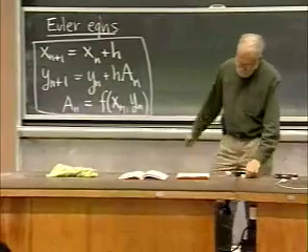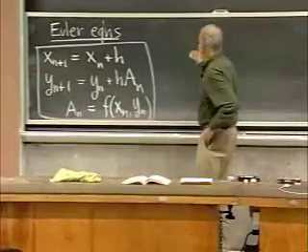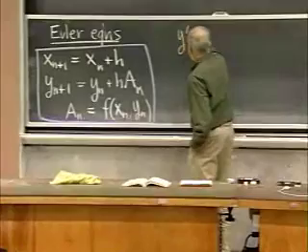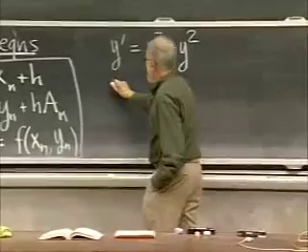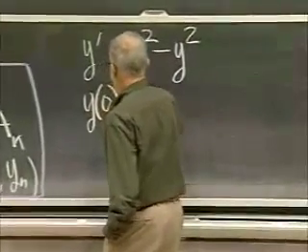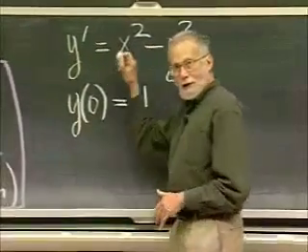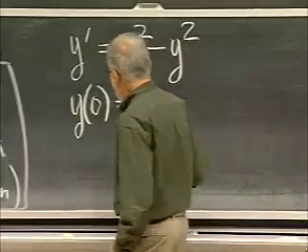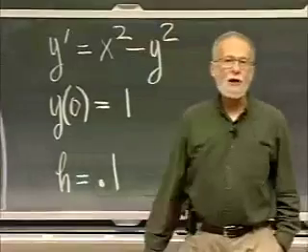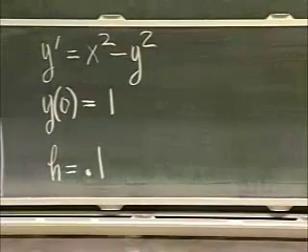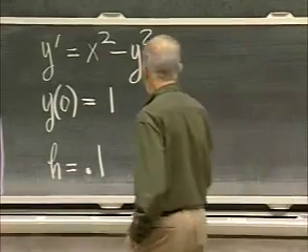So let's calculate. I'll use a simple example, but it's not entirely trivial. My example is going to be the equation with x squared minus y squared on the right-hand side. And let's start with y of 0 equals 1. And so this is my initial value problem, that pair of equations. And I have to specify a step size. So let's take the step size to be 0.1. You choose the step size, or the computer does. We'll have to talk about that in a few minutes.